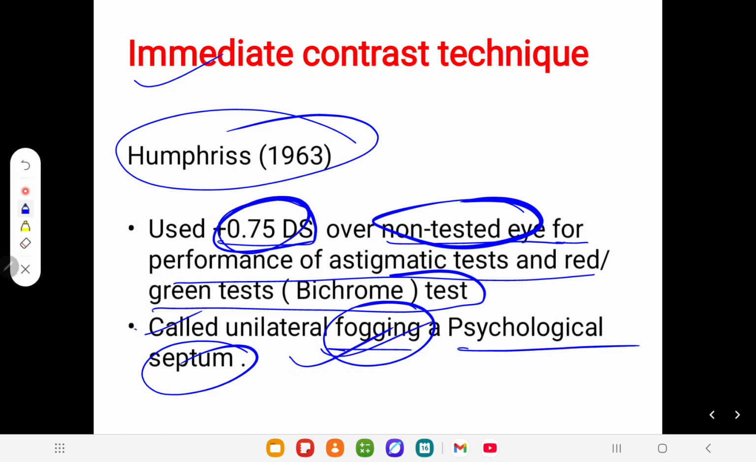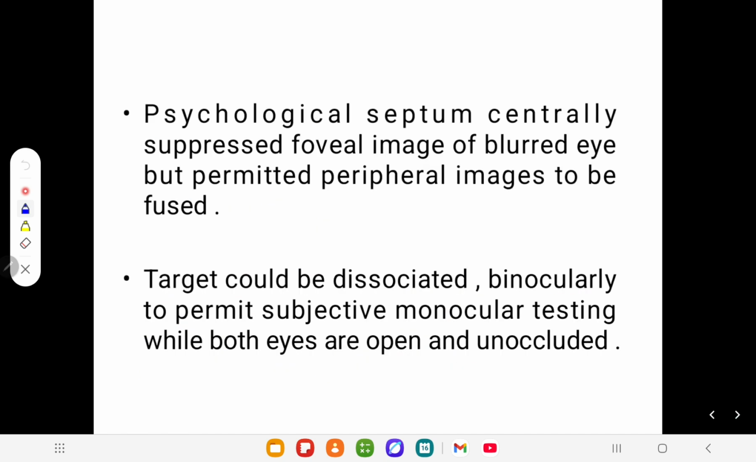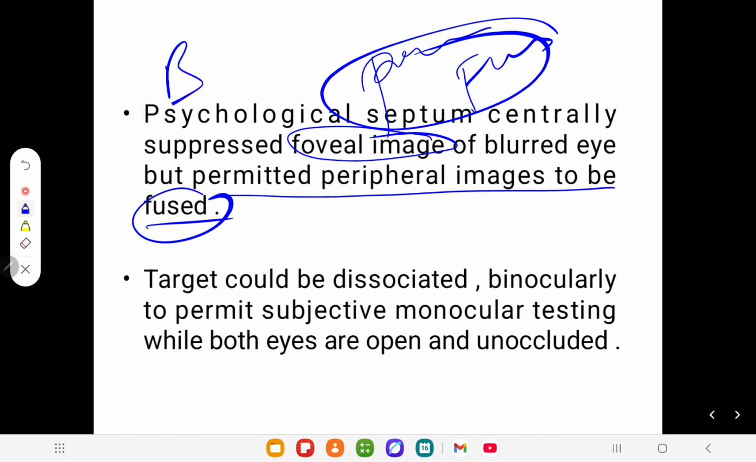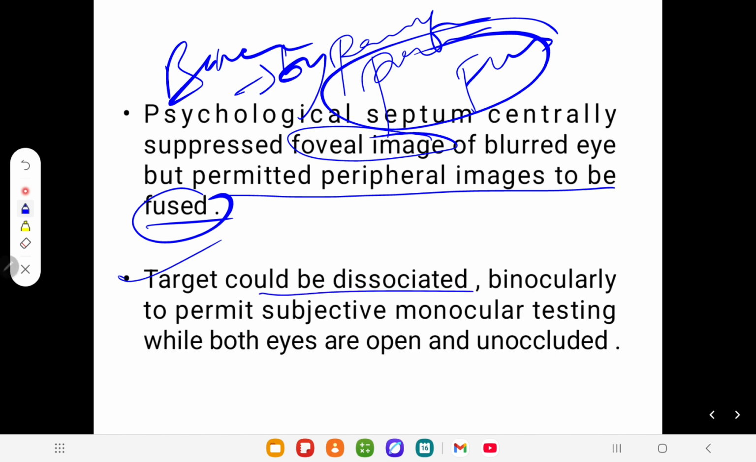Just place a plus lens over. So the psychological septum centrally suppresses the foveal image. Basically that's the concept, but it permits the peripheral retinal image to be fused. So in this case peripheral fusion is there, and we maintain binocularity by peripheral fusion. The target could be dissociated, and binocularity permits the subjective monocular test while both eyes are open. So basically the targets are different because one eye's visual acuity is dropped.